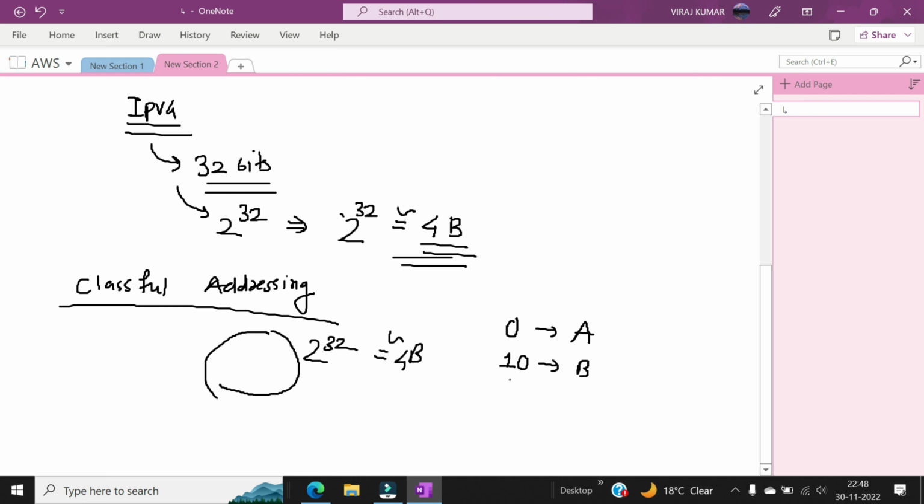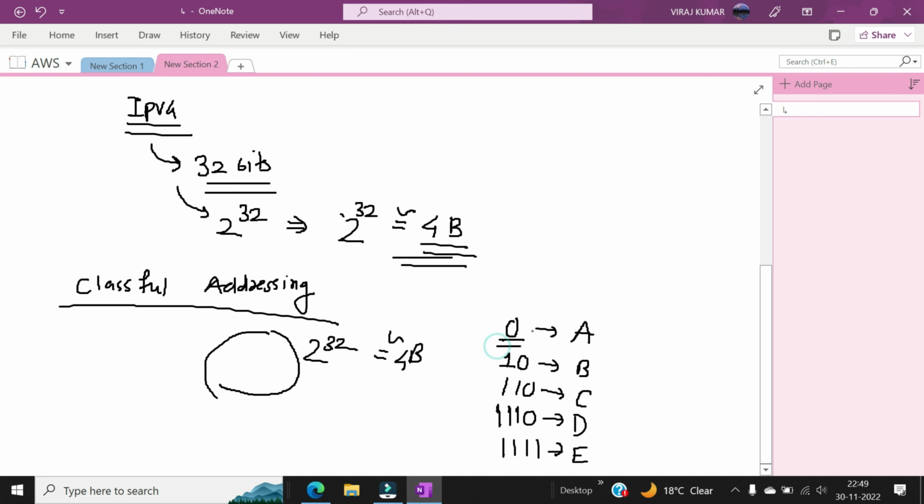If it is 110, then it is a class C. 1110, I can call it a class D. And 1111, I can call it a class E.